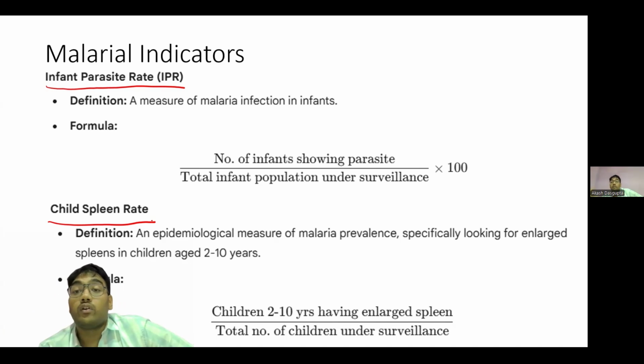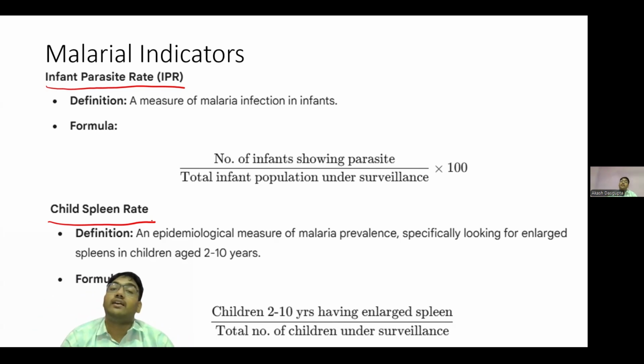Okay. So suppose you have a low API in a particular state and you want to know whether whatever new cases we are getting are relapse and recrudescence, or are new cases actually out of new transmission. And the best way to ascertain that is to look at the infant parasite rate, because the infants are the new people in the population. They have been added to the population in the last 1 year.